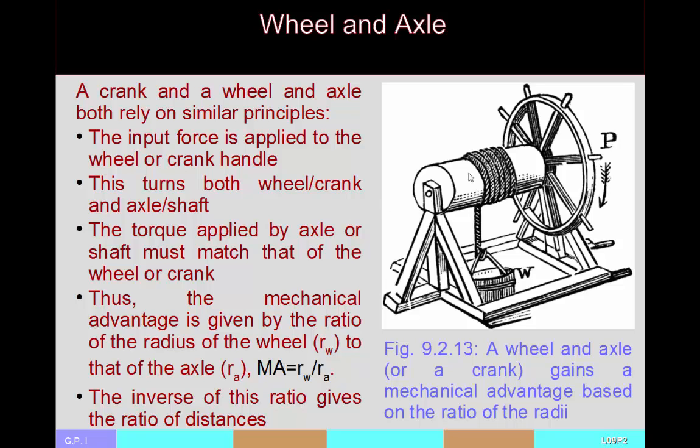And notice that if you take the inverse of that distance, the radius of the axle divided by the radius of the wheel, you get how far the bucket is going to move versus how far you have to move. So once again, an equal amount of work is put in by you as is done against the bucket.